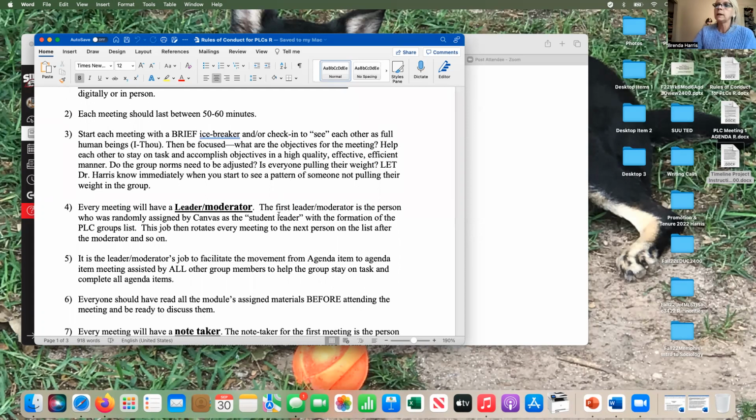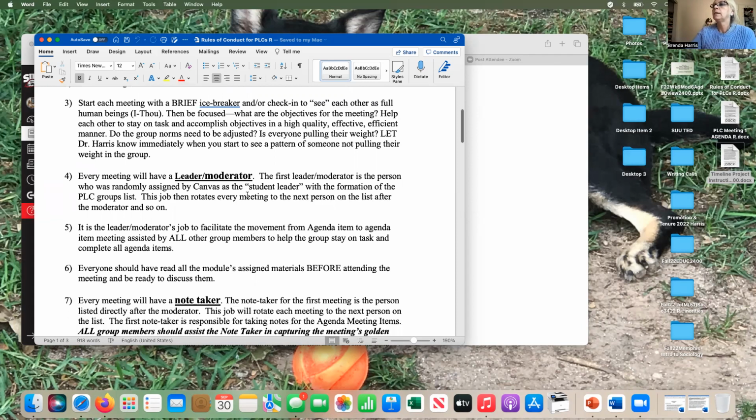And then every meeting will have a group leader or moderator. I would actually prefer the word coordinator, maybe lead coordinator, because you're all the leaders, and you're all the scribes. So one person might be taking the lead, but everyone is responsible for the group's work. So this job is going to rotate. The leader's job is to facilitate movement through the agenda items. And if somebody is struggling a little bit, help them out. But that doesn't mean you don't each come prepared and depend on others to pull you through.